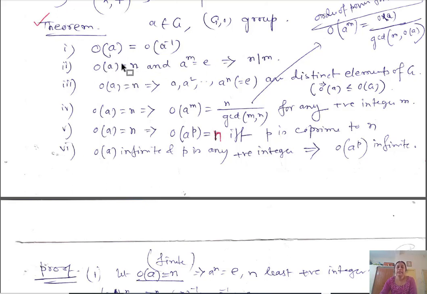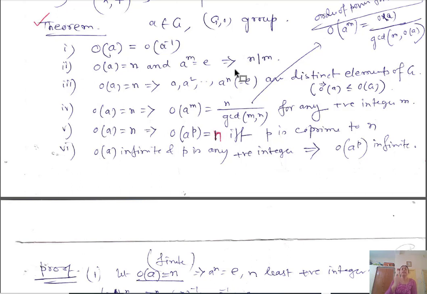So here it is saying a has order n, and suppose a to the power m equals e. A having order n means a to the power n is e, and n is the least positive integer. Now suppose this holds, and also a to the power m is e. Then it must be the case that n is a factor of m, so n must be a divisor of m. Simply apply the division algorithm. If n does not divide m, that means when you divide m by n, there must be some remainder.